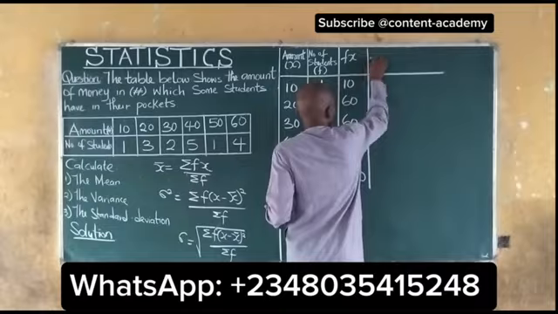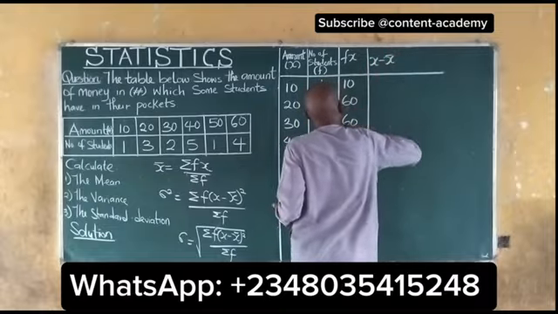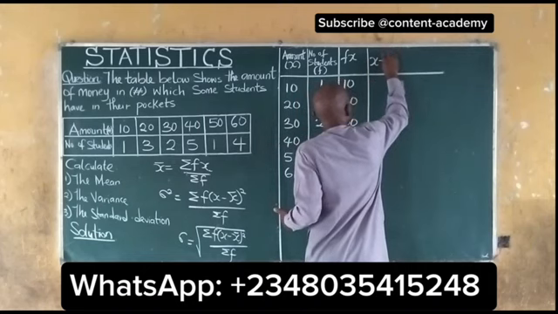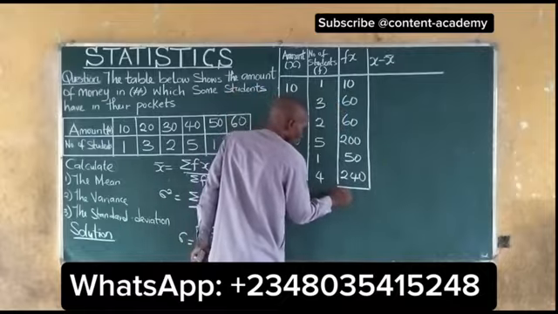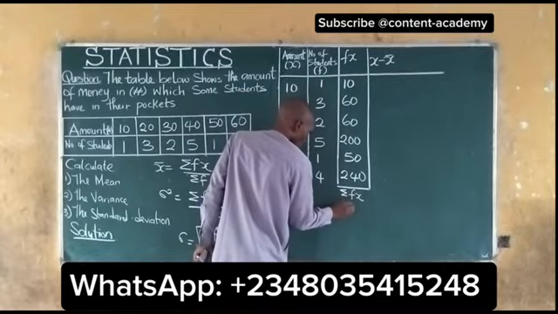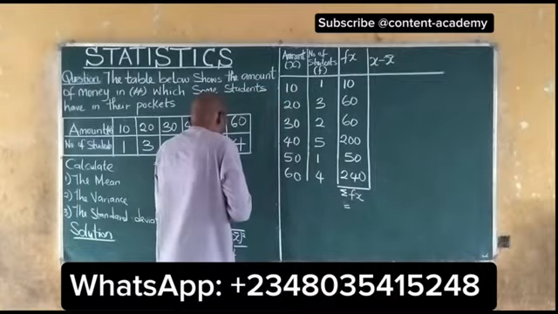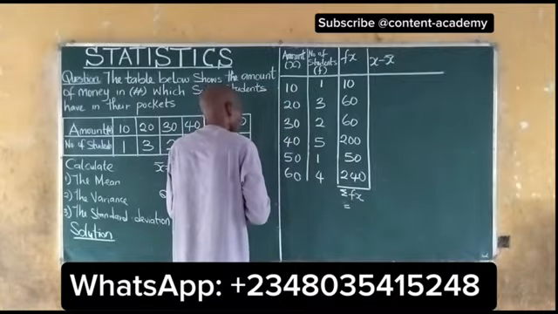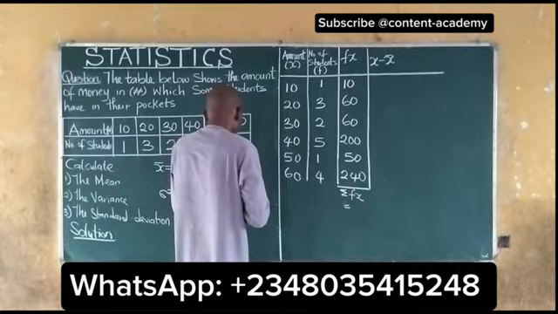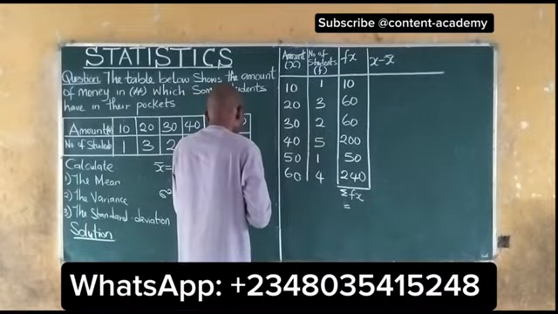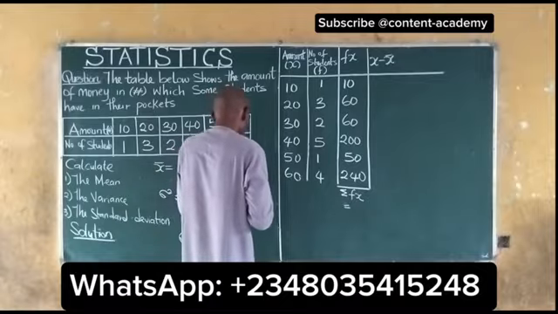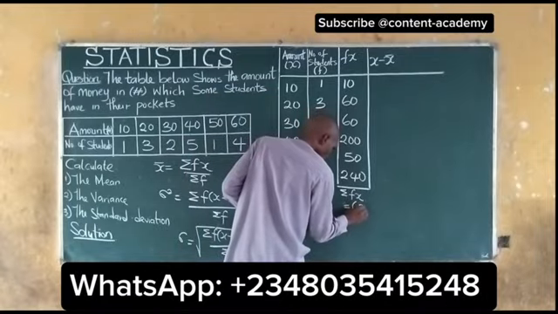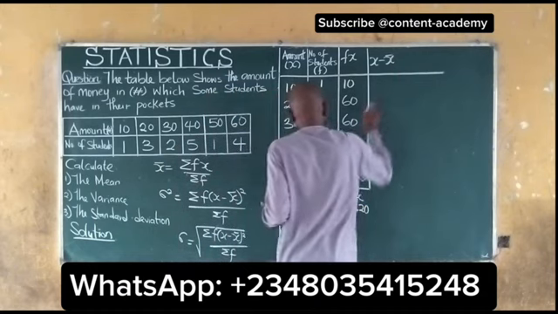The next on the table will be x minus x bar. Now, we don't know our mean. For us to calculate our mean, we'll first get the total of this, summation of f of x, which means to sum the whole of this. We have 10 plus 60 plus 60 plus 200 plus 50 plus 240, which is 620.